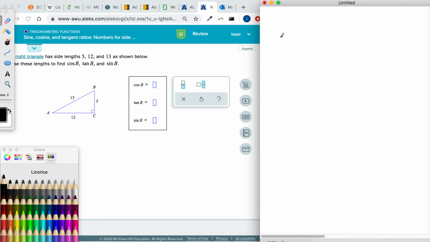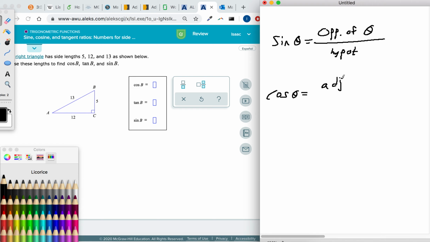So, some quick definitions. Sine of any angle theta, could be angle B like in this case, is going to be what's opposite of theta, I'm going to abbreviate, divided by the hypotenuse. And then cosine of any angle theta is the adjacent, we'll talk about what that is in just a second, of theta divided by the hypotenuse. And then tangent theta is the opposite over the adjacent.